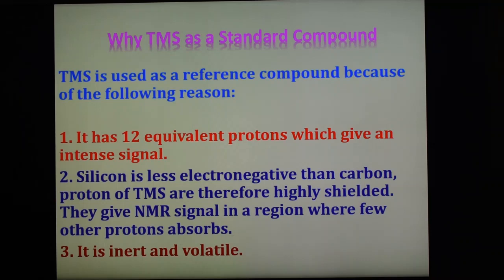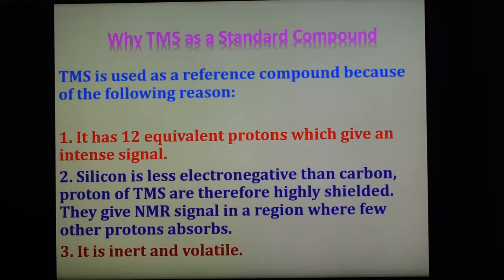Why is TMS used as a standard compound? What is the reason? TMS is used as a reference compound for three important reasons. Number one, it has 12 equivalent protons. The formula is Si(CH3)4, so the total number of protons is 12. These 12 equivalent protons give an intense signal, so even a small quantity of this compound gives a measurable signal.